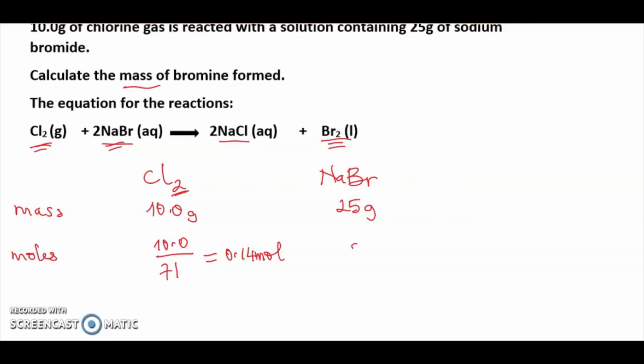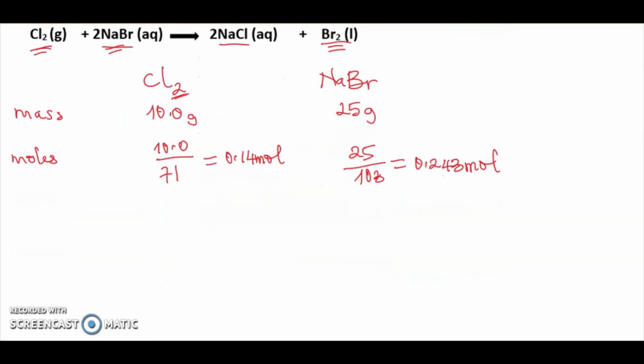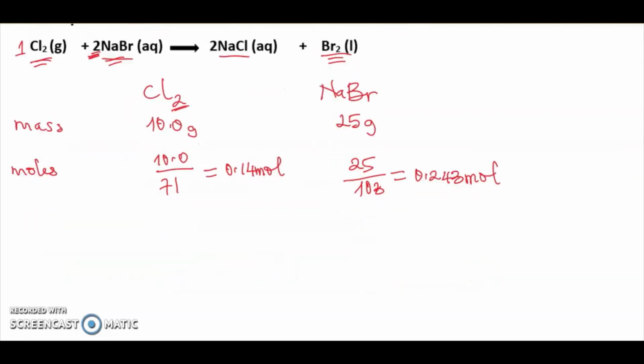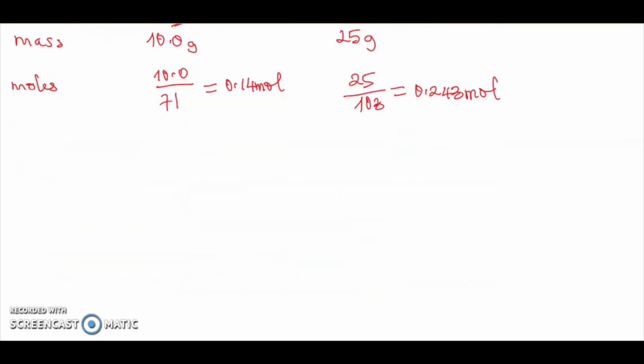And here we have 25 divided by the molar mass of sodium bromide, which is 103. This gives us 0.243 moles. Okay, now that we have the moles, let's look at the coefficients. The coefficient of chlorine here is 1. The coefficient of sodium bromide is 2. So let's calculate the mole per coefficient ratio.